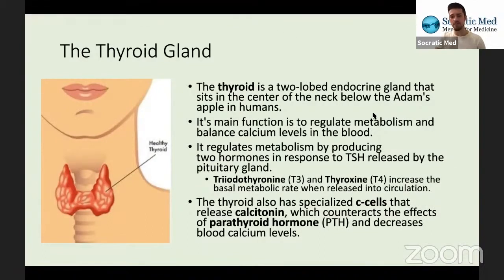But on top of the thyroid's role in regulating basal metabolic rate, it also has specialized C cells that release calcitonin. So calcitonin counteracts the effects of parathyroid hormone, which we'll talk about in a minute, and it decreases blood calcium level. It can increase calcium storage in your bone. It can act on your intestines to decrease calcium reuptake. It can act on your kidneys also to decrease calcium reuptake. But that is what calcitonin does.